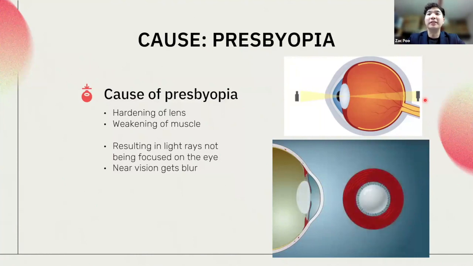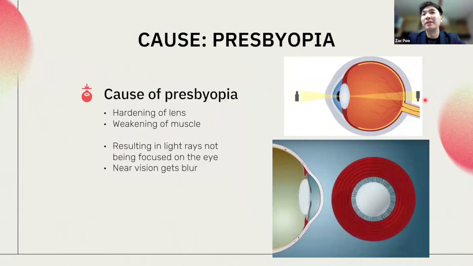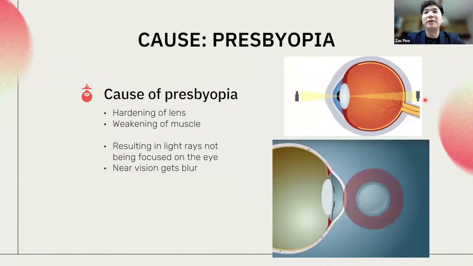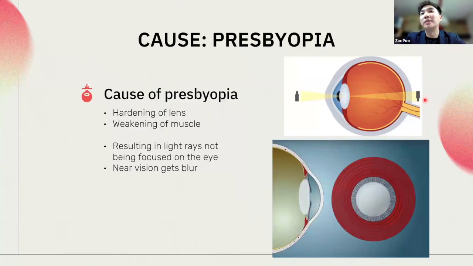So as you age, you will slowly get worse and worse, until you reach the age of 60, where the weakening reaches its maximum. So that's why after 60, most of you will not have any increment of your presbyopia anymore. So usually the range of increment is from 40 years old all the way to 60 years old.